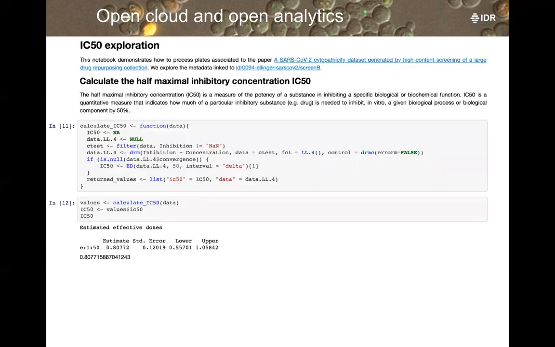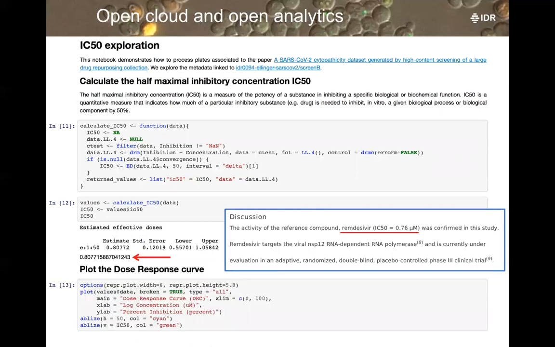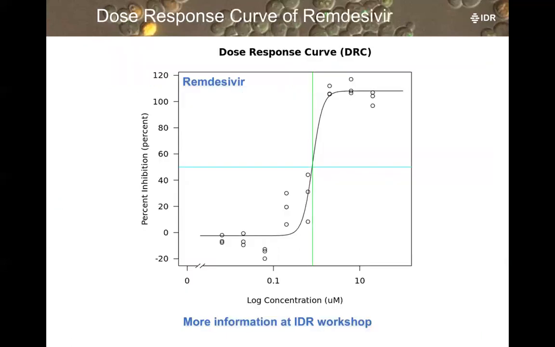This example shows a new IDR notebook exploring the IC50 of compounds from IDR 94 screen B, the SARS-CoV-2 data we just looked at. Taking remdesivir again, we have calculated an IC50 value of 0.81 micromolar, which is close to the reported value in the publication of 0.76 micromolar. The next step is to plot the dose response curve. And here you see the dose response curve for remdesivir.